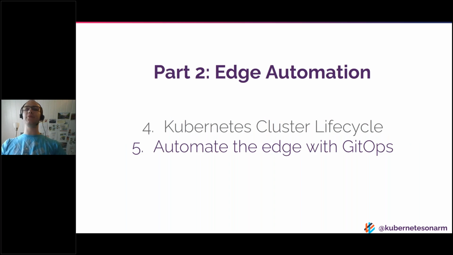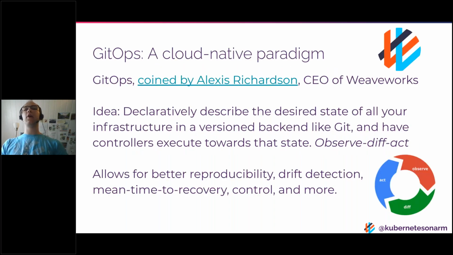Okay, let's go to GitOps. So GitOps is a cloud-native paradigm for managing infrastructure. GitOps was coined by Alexis Richardson, the CEO of Weaveworks, where I have worked for the last couple of years. The idea is that we can declaratively describe the desired state of all of your infrastructure in a versioned backend, like Git, but it can be other things as well. But the emphasis is versioned. And then have controllers execute towards that state.